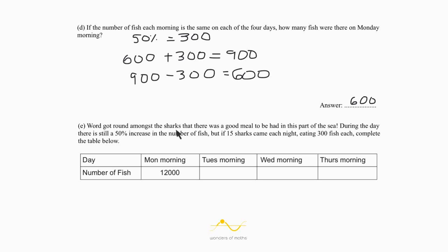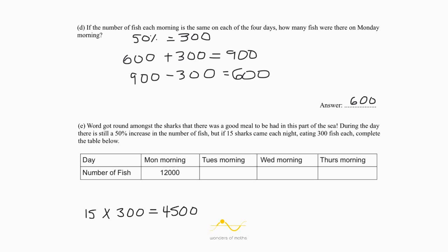Word got round amongst the sharks that there was a good meal to be had in this part of the sea. During the day, there's still a 50% increase in the number of fish, but if 15 sharks came each night, eating 300 fish each, complete the table below. The first thing we have to do is figure out how many fish are eaten each night. So to do this, we're going to do 15 multiplied by 300 to give us 4,500 fish eaten each night.